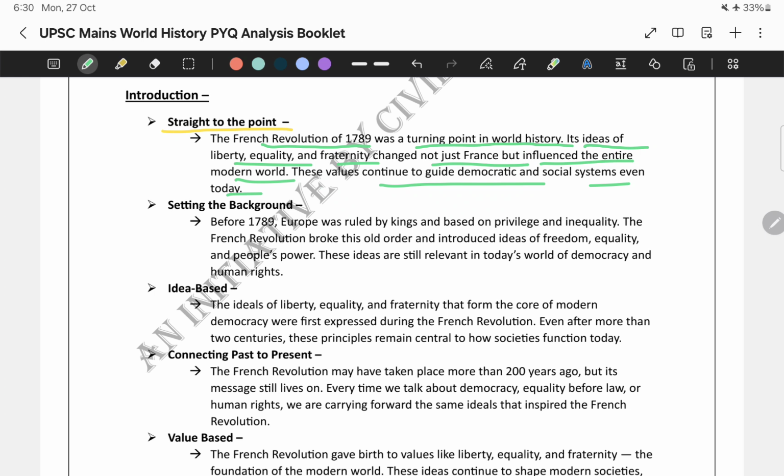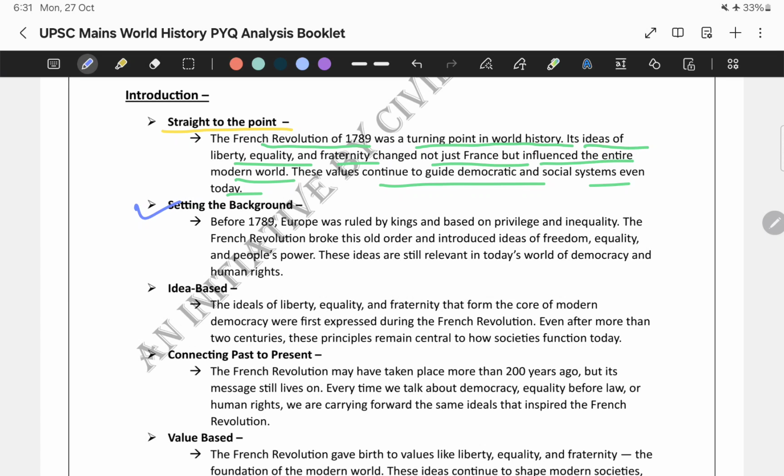So you are directly addressing the question in your introduction itself. This is also one way how you can introduce your answer. Now the second option is setting the background. Now what does this mean?